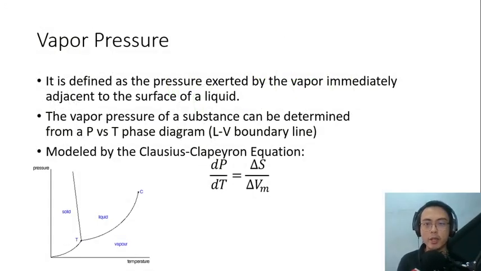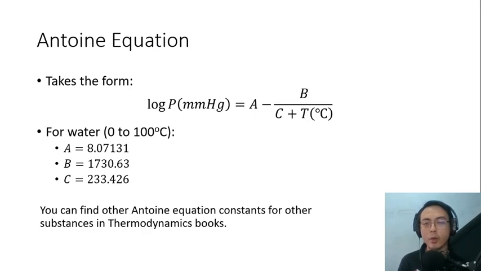The easiest way and the most practical way is through the Antoine equation. The Antoine equation is a model of the liquid vapor boundary line in the pressure temperature phase diagram. This is the general form of the formula. Logarithm, this is base 10. So logarithm of the vapor pressure is equal to the constants A minus B all over C plus T.